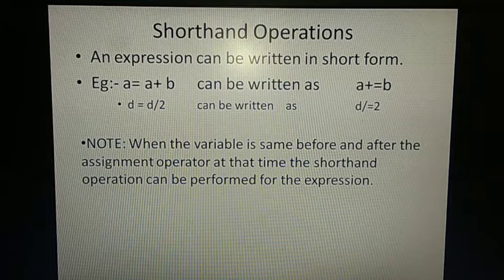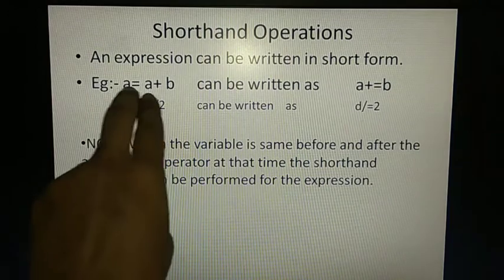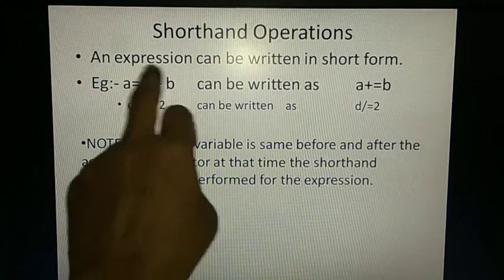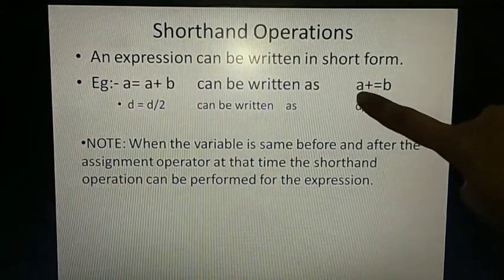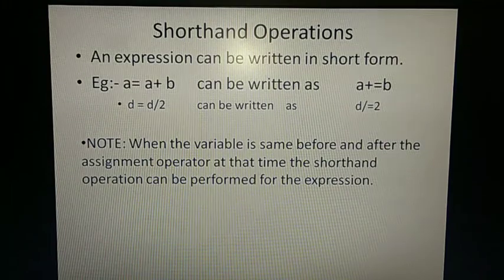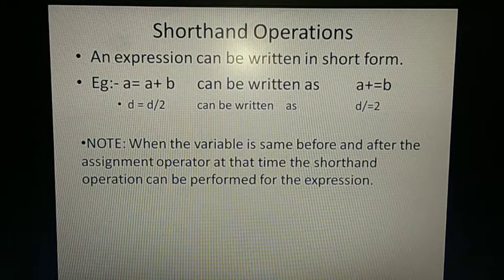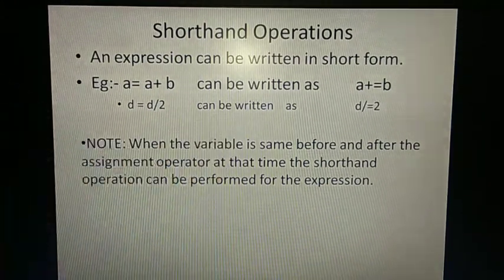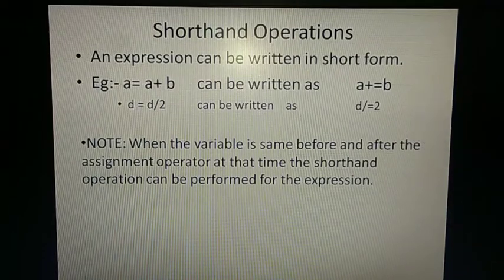Shorthand operation means the expression has been written in short form. For example, if A is equal to A plus B, where 2 times A is written, this expression can be written as A plus equals B. Similarly, if it is D equals D divided by 2, it can be written as D divided by equals 2.